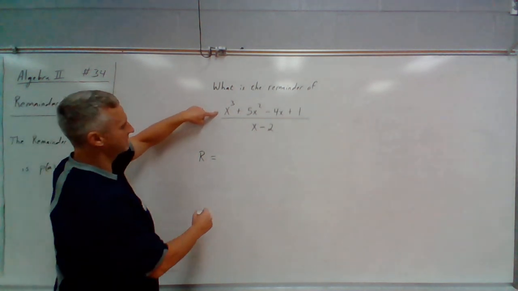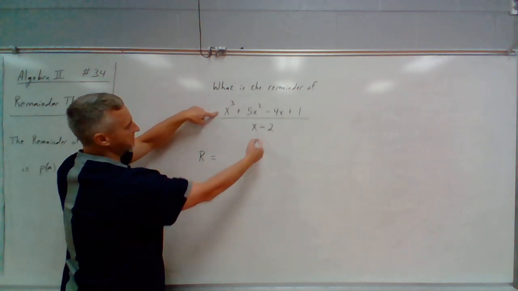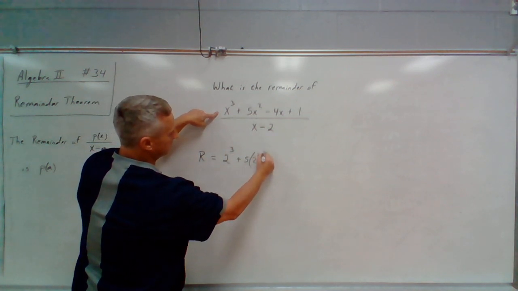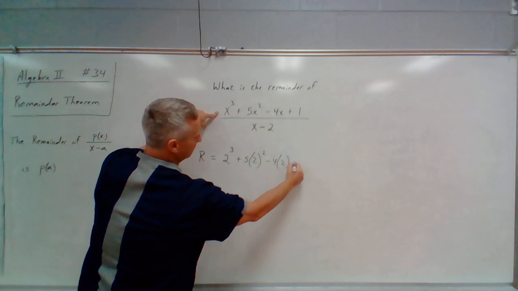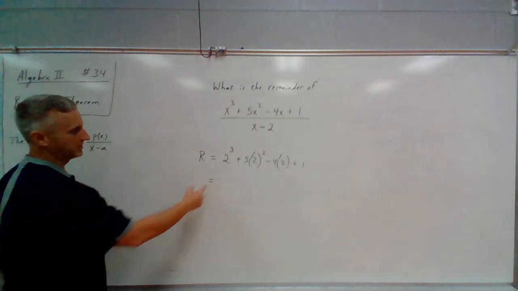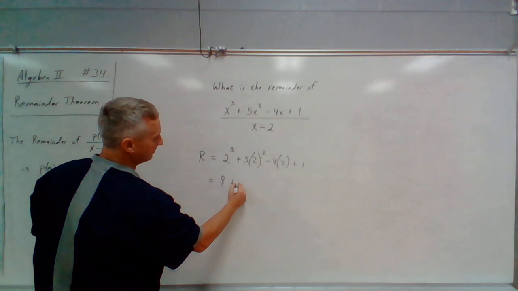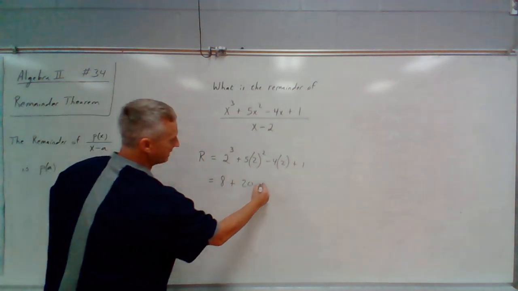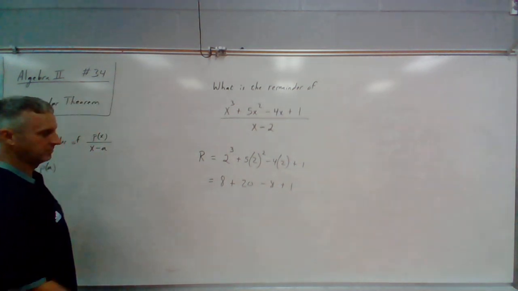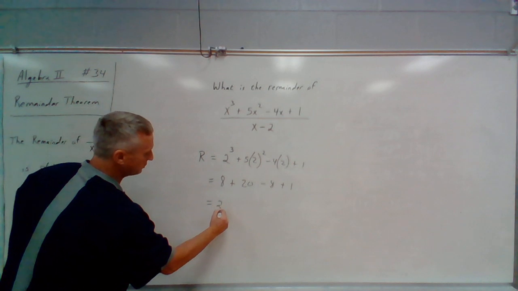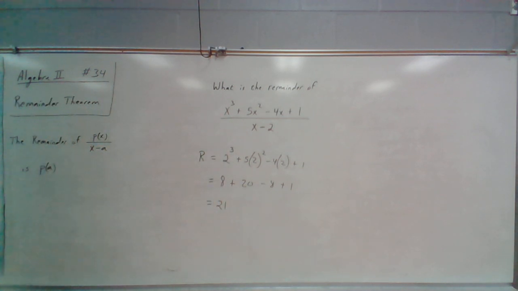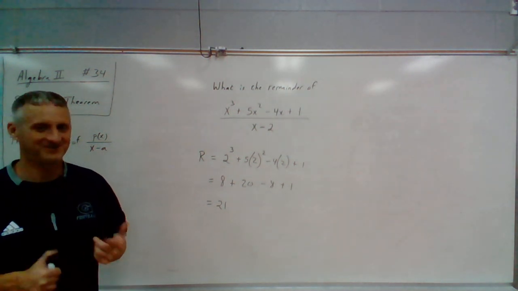P is this polynomial on the top, and my a is 2. So it should be 2 to the third plus 5 times 2 squared minus 4 times 2 plus 1. And then all we have to do is work that out. So I get 8. That's 4, that's 20, minus 8 plus 1. 8 minus 8 is 0. So I get 21. So if I did this long division, my remainder would be 21. If you want to do that and check and see if you get it, go ahead.